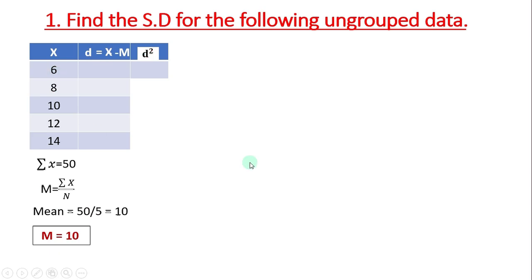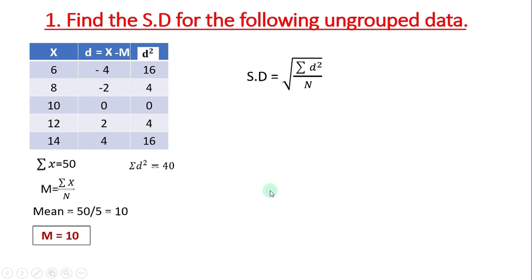Now here the x scores are 6, 8, 10, 12, 14. 6 minus 10 is minus 4, 8 minus 10 is minus 2, 10 minus 10 is 0, 12 minus 10 is 2, 14 minus 10 is 4. So we have calculated the deviation d. Now square it, d square. What will we get? 16, 4, 0, 4, 16. So we add all the d square. We get sigma d square is equal to 40.